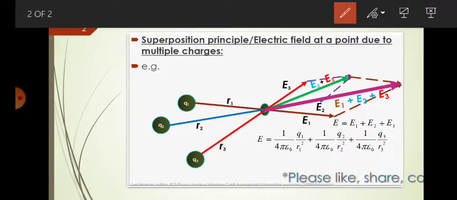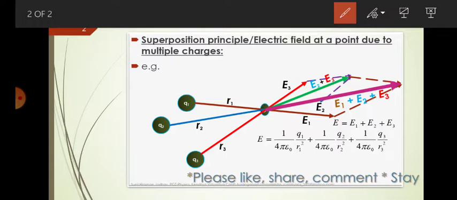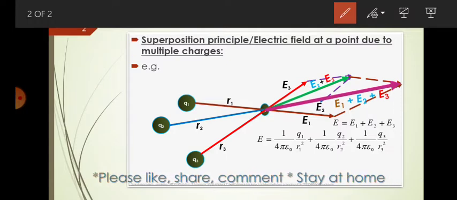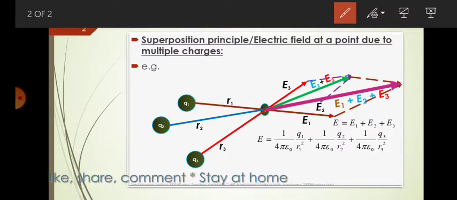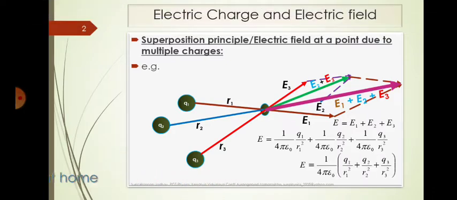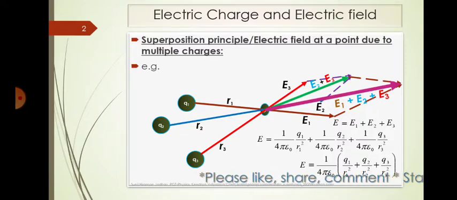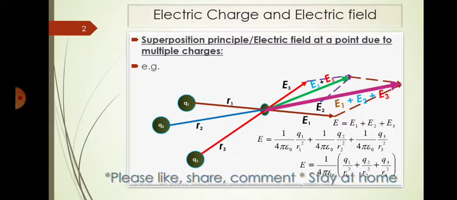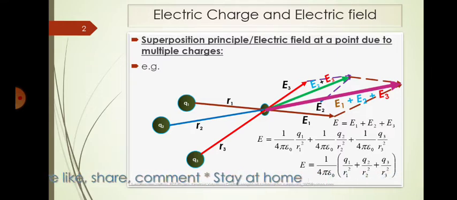Now we just take the common terms. In all terms, 1 upon 4 pi epsilon 0 is common, so we can take it out. So we will now have E is equal to 1 upon 4 pi epsilon 0 into Q1 upon R1 square plus Q2 upon R2 square plus Q3 upon R3 square.